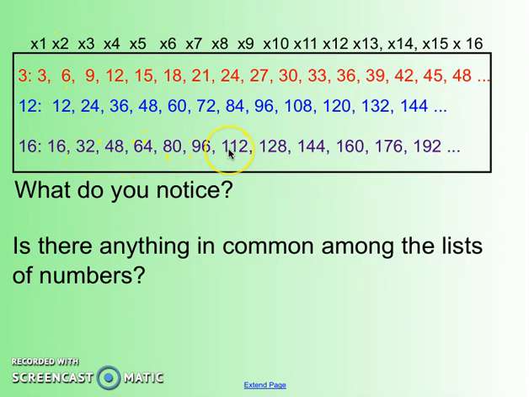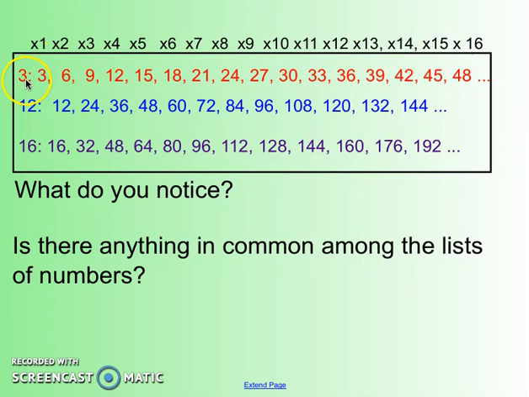And notice, it goes on and on. Yes, this factor only goes to 16, but it could go on infinitely. That means it can go on forever. Multiples are numbers that keep multiplying on.